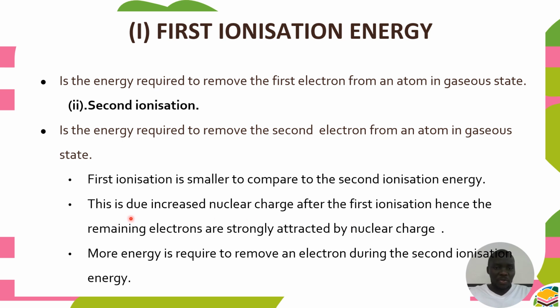That's why we are saying that due to the increase in nuclear charge after you have removed one electron in the first ionization energy, the remaining electrons are strongly attracted by the nuclear charge. That's why the second ionization energy is higher than the first ionization energy. More energy is required to remove an electron during the second ionization energy, due to the reasons that we have explained here.